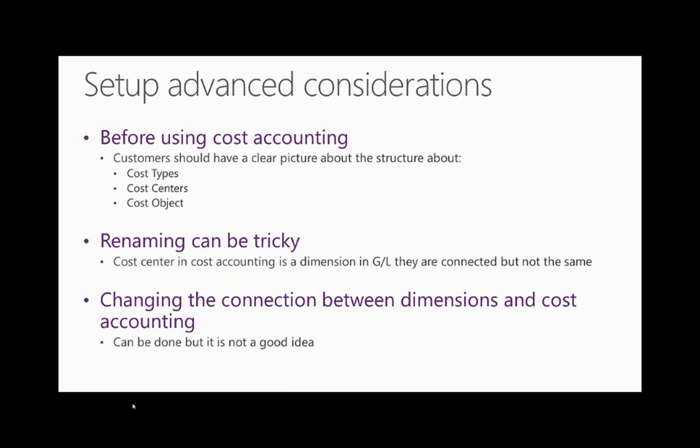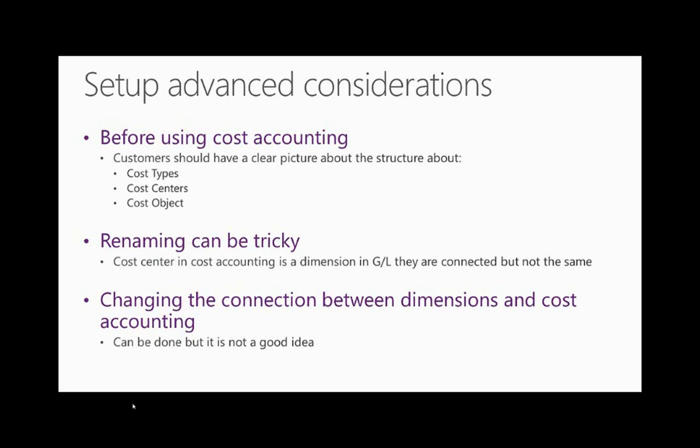But for cost centers and cost objects, if you start using them, then you should use them consequently and consistently. Otherwise, you cannot compare different posting periods, for example. The next thing is renaming can be tricky. As you know, with cost types, there is a relationship to GL accounts, and this relationship is set by a filter or by a range field in the cost types. For cost centers and cost objects, there is no such field.